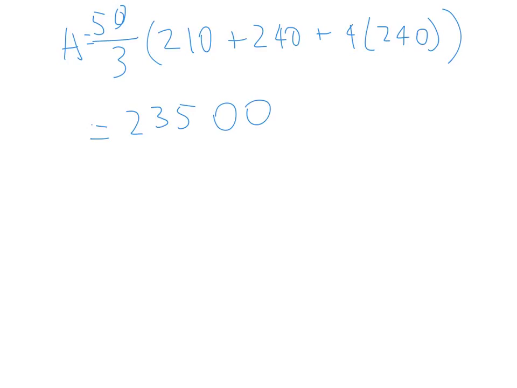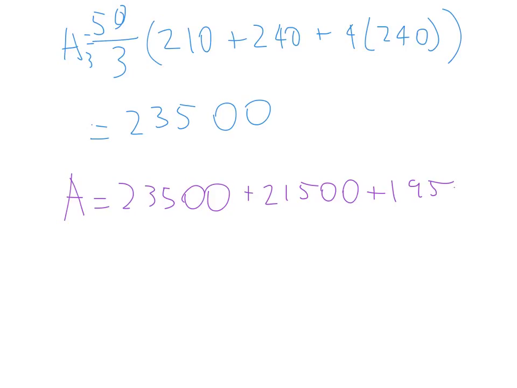23500. So that means our area total equals 23500 plus 21500 plus 19500. All that gives me 64500. It's an area, so metre squared.